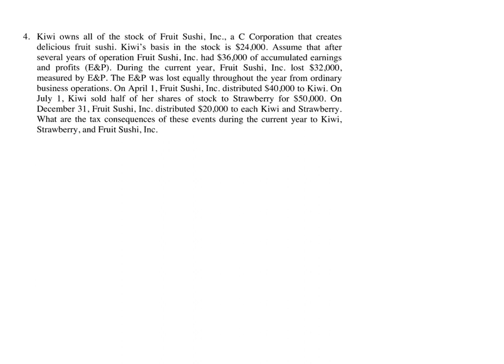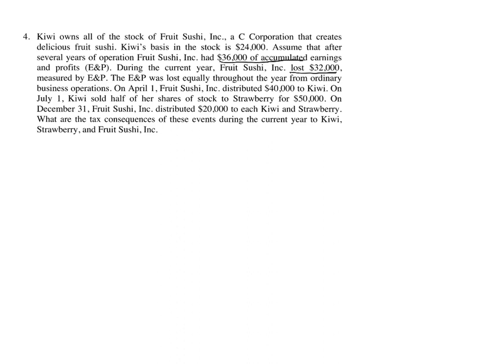Here's number 4, very similar to number 3. The main difference is there's 36,000 positive accumulated E&P, and there's negative current E&P of 32,000. So timeline's the same. So step 1, step 2, no consequences because it's cash distributions. Timeline's the same for strawberry and kiwi.